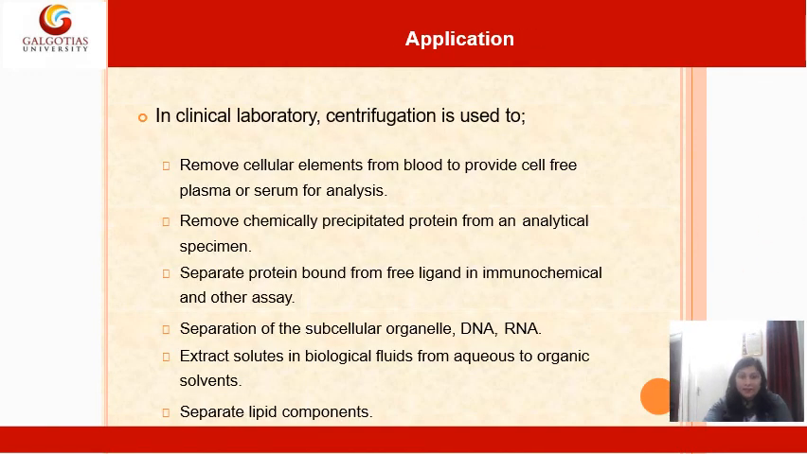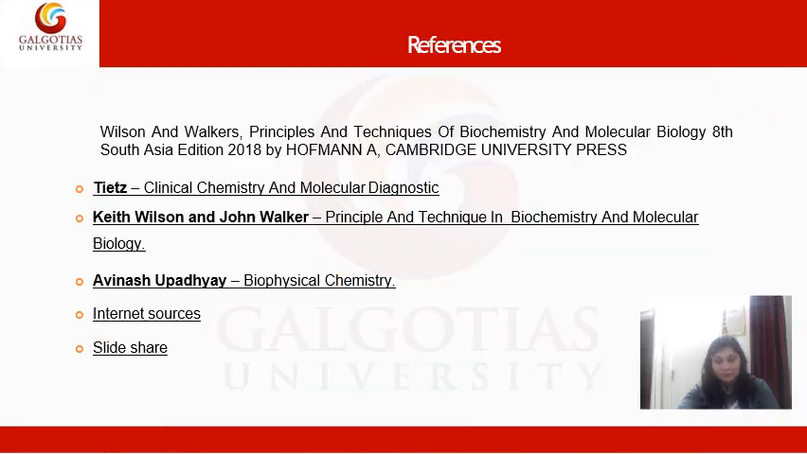In the clinical laboratory, centrifugation is used to remove cellular elements from blood to provide cell-free plasma and serum for analysis, remove chemically precipitated protein from an analytical specimen, separate protein bound from free ligand in immunochemical and other assays, separate subcellular organelles, DNA and RNA, extract solutes in biological fluids from aqueous to organic solvent, and separate lipid components.